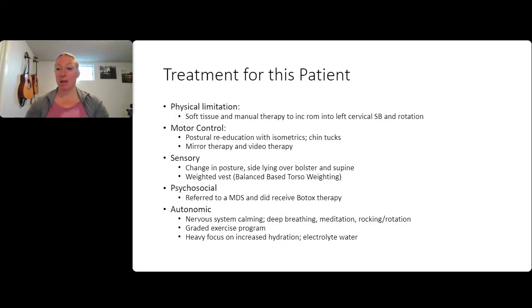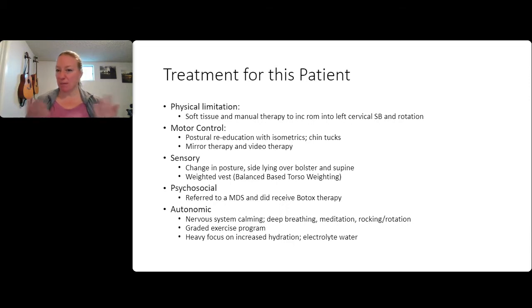So that could be our weighted vest, which is the balance-based torso weighting. We can talk about that in just a little bit, or ankle weights. And sometimes it would be ankle weights over the upper traps. Sometimes it would be wrist weights. If it's for lower limb dystonia, we might use an ankle weight at the ankle, and just 1 to 2 pounds. So not a lot of weight.